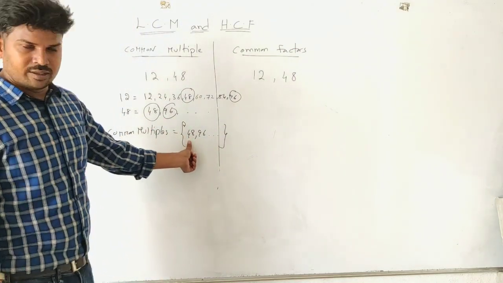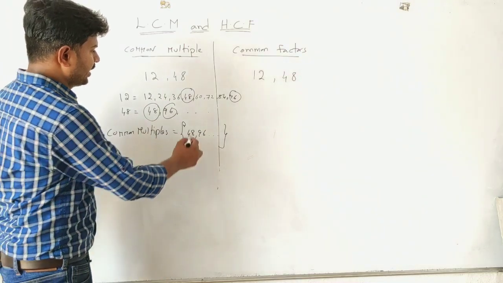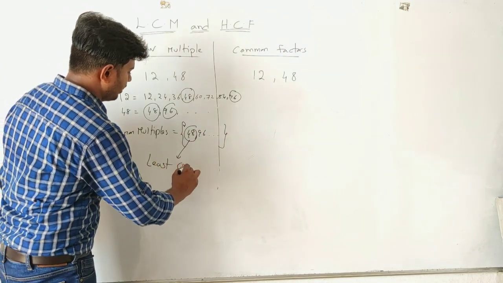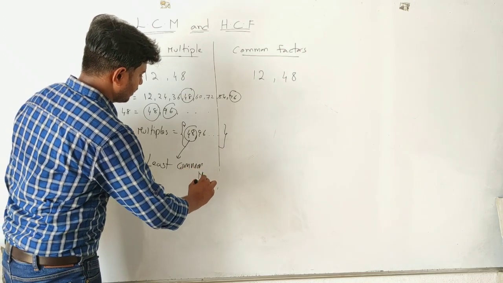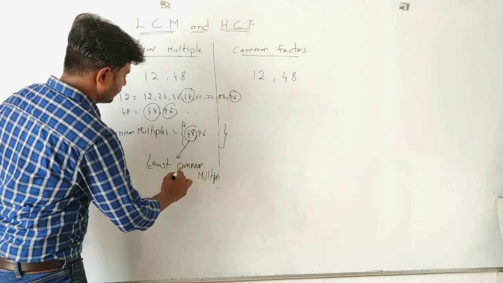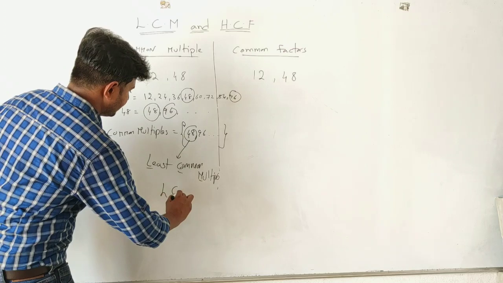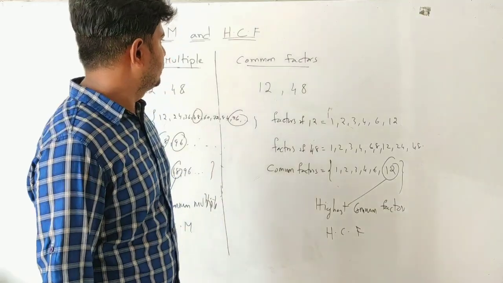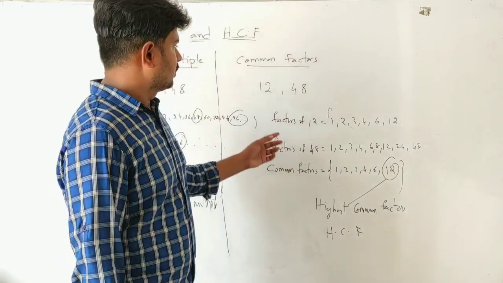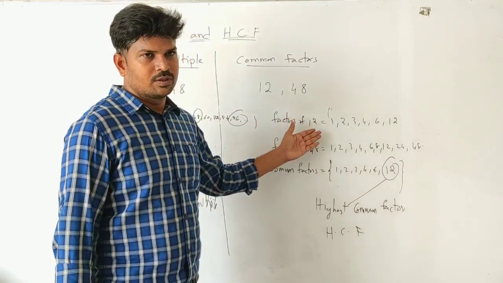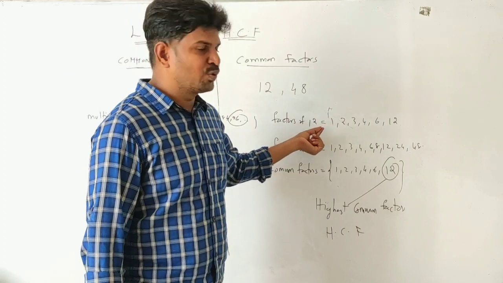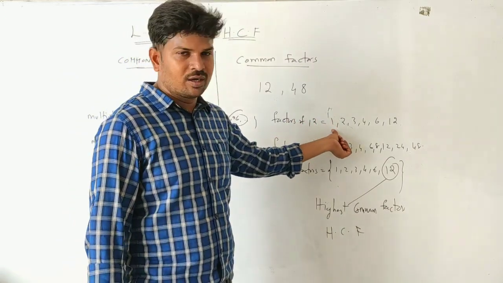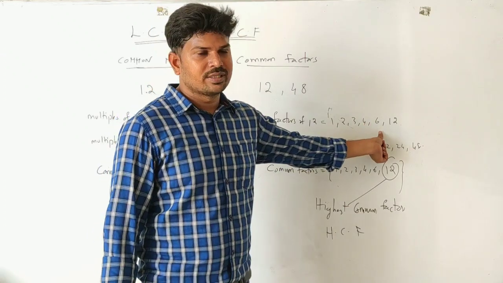What is the first one in this common multiple? I call it as least common multiple. In short form, I call it as LCM. Next, we'll study about common factors here. First write factors of 12. The numbers that can divide 12 exactly are called factors of 12. So, write it there. It starts with 1, 2, 3, 4, 6, 12.